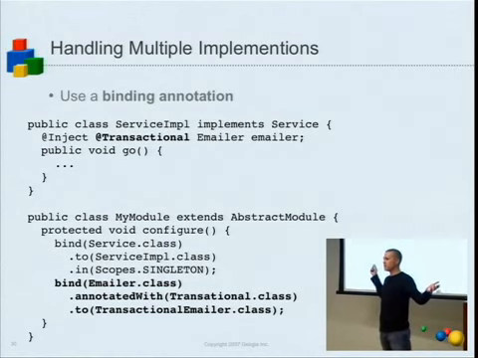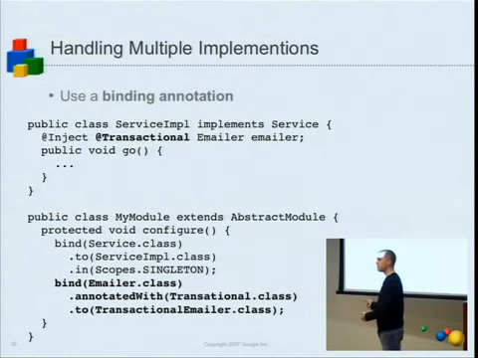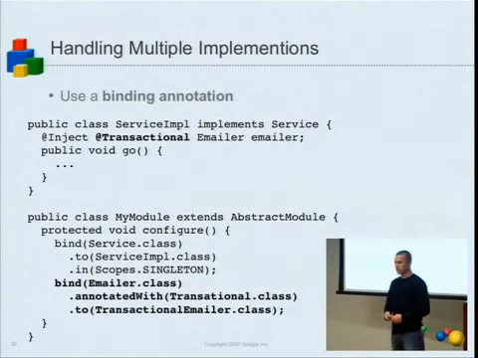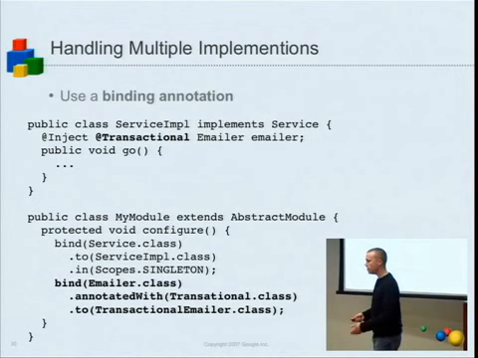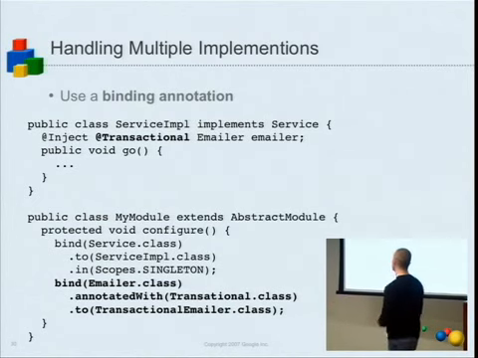And why the heck would we want a transactional emailer? Well, let's say we're processing orders. You don't want your order to go through if you didn't send the client a receipt, right? If you didn't validate the email address and that sort of thing. And you don't want the receipt to go out if you didn't actually process the order. So we're going to need a transactional emailer in this case.